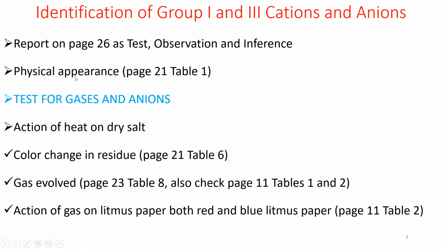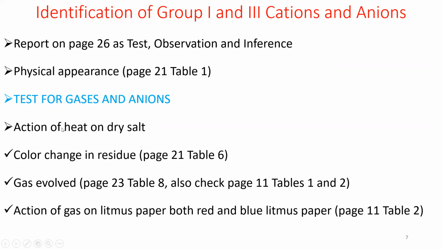First of all, we look at the physical appearance. As I have told you, look at the color, the odor, and the texture. And we see the inference on page 21 and table 1. When we are done with the physical appearance, we test for the gases and the anions. How do we go about this?